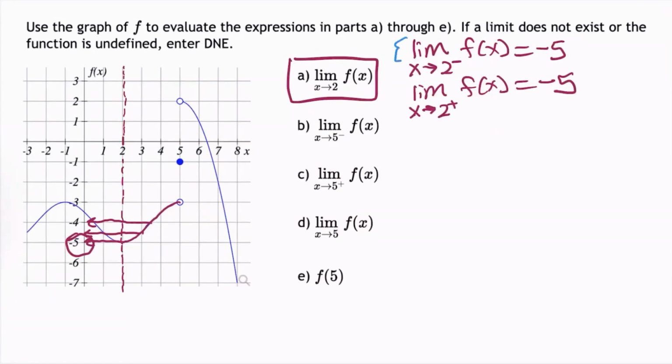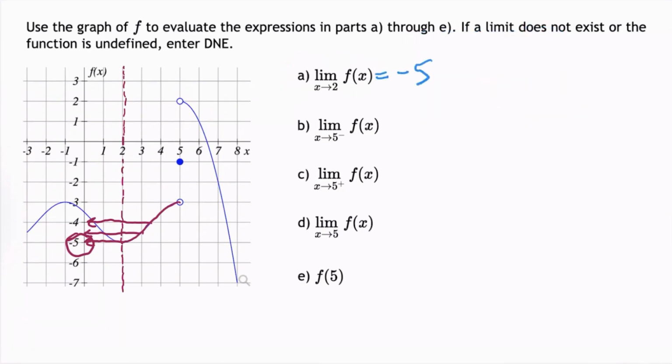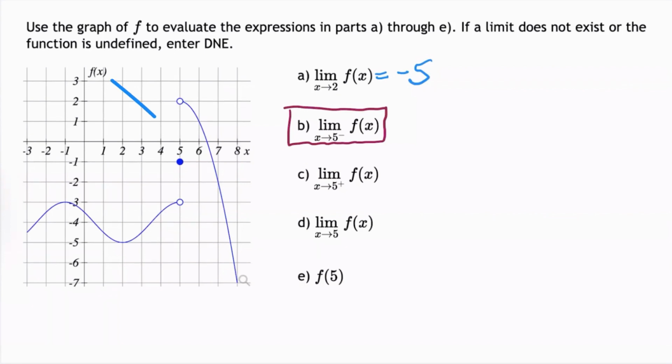So since each of the one-sided limits is equal to -5, we know that the two-sided limit is also equal to -5. In part B, we need to find the one-sided limit as x approaches 5 from the left of f of x. So first we identify where x is 5 on the horizontal axis, and note that all along this vertical line, x is equal to 5.